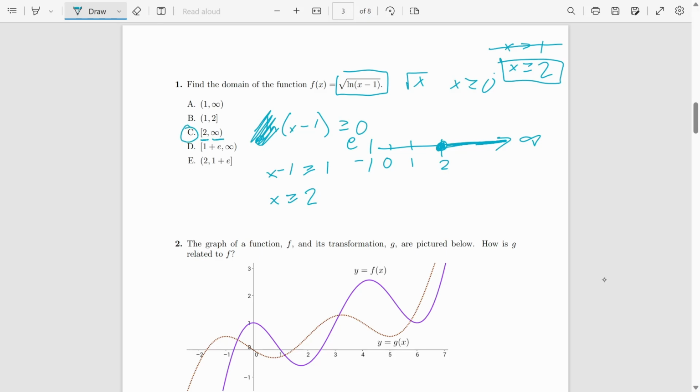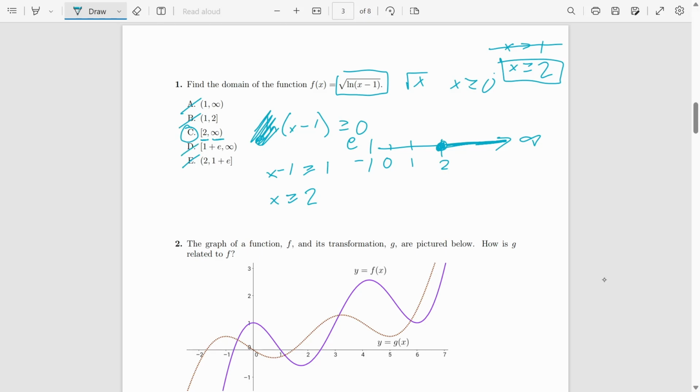All the others are slightly incorrect versions of that. Here is from 1 to infinity. No, it's 2 to infinity. This is only 1 to 2. Same with this one, it does not end at infinity. And this one, I don't know how they got this 1 plus e, so we know that's wrong too. So C is the correct answer.